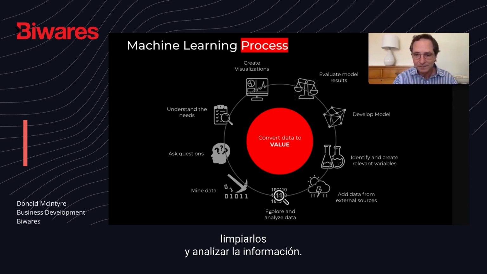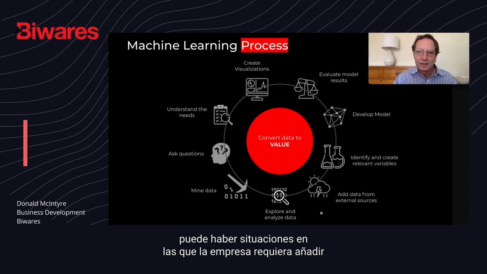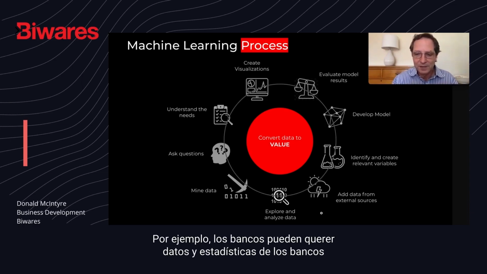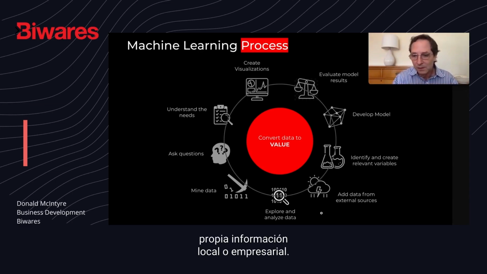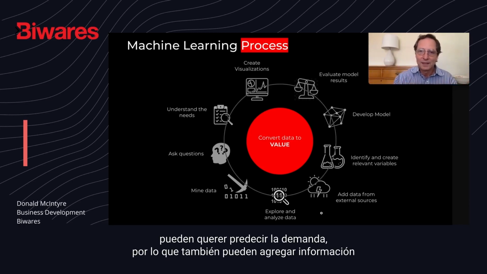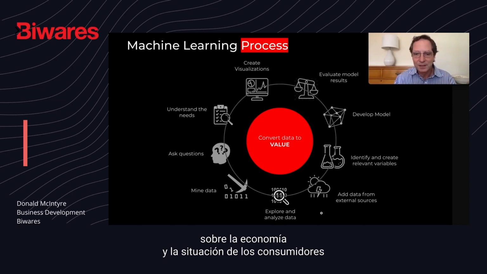Once the information is analyzed, there could be situations where the business requires adding external information from outside of the organization. For example, banks may want data and statistics from central banks or from analysts or economists, and they integrate that data with their own local or enterprise information. In the case of retail businesses, they may want to predict demand, so they also bring economic information about the economy and the consumer situation and stuff like that.